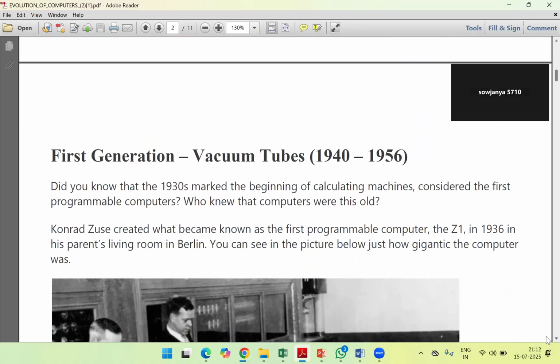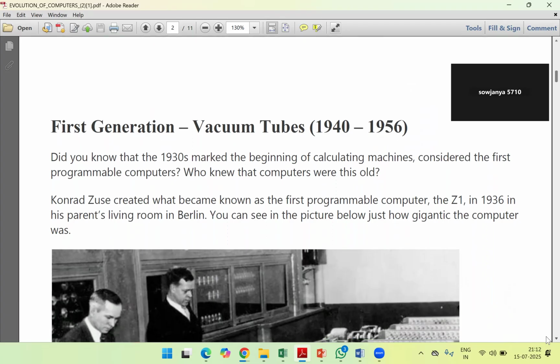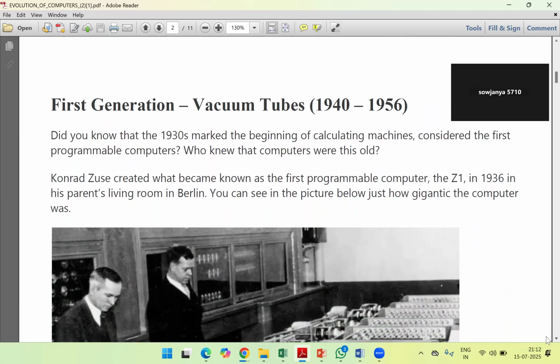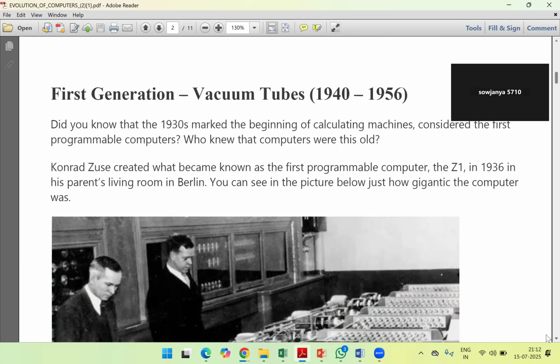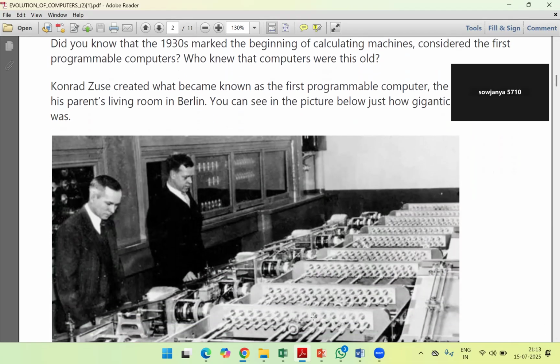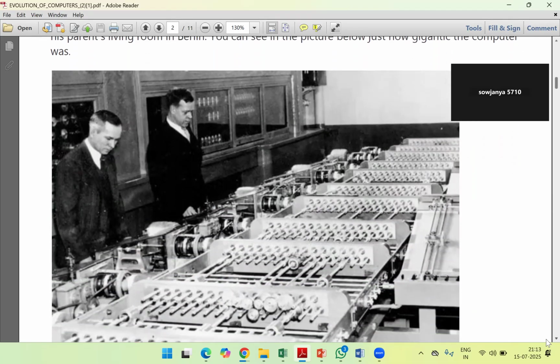In the age of 1940 to 1956, vacuum tubes were used in first generation computers. The 1930s marked the beginning of calculating machines. The first programmable computer, the Z1, was created by Konrad Zuse in 1936 in his parents' living room in Berlin. This is the first computer. Please look here. This is the computer, right? It is occupying almost one room of space.